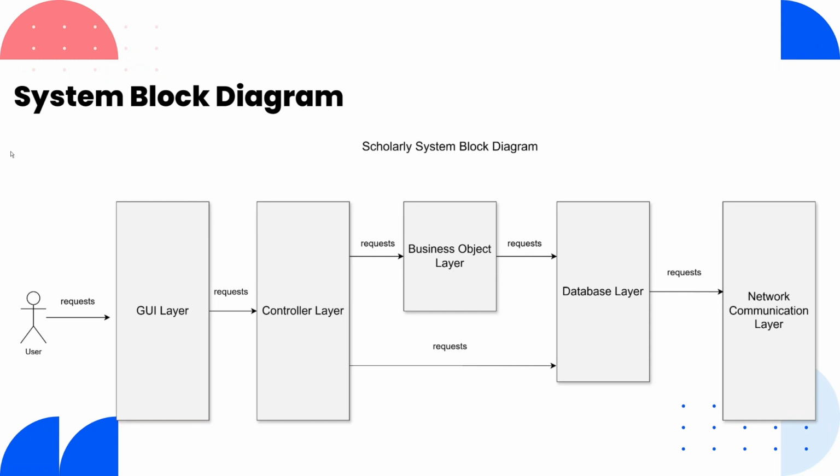And here's a quick look at our system block diagram of the overall system. So we have a user. The user interacts with the graphical user interface layer, and whenever the user makes any requests, it goes to the controller layer. The controller layer decides if it's going to create business objects or interact with existing business objects in the business object layer, or it can make a request to the database layer. And if needed, there will be communications between the database layer and the network communication layer for creating Google Forms or sending emails.